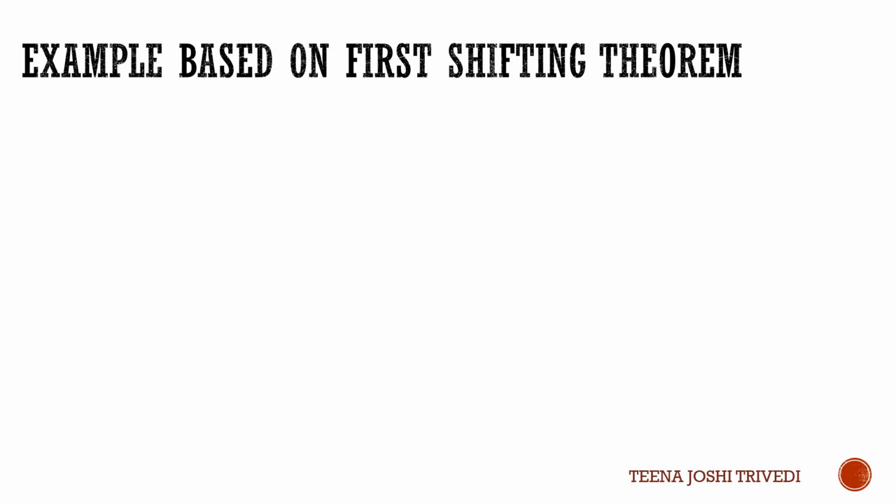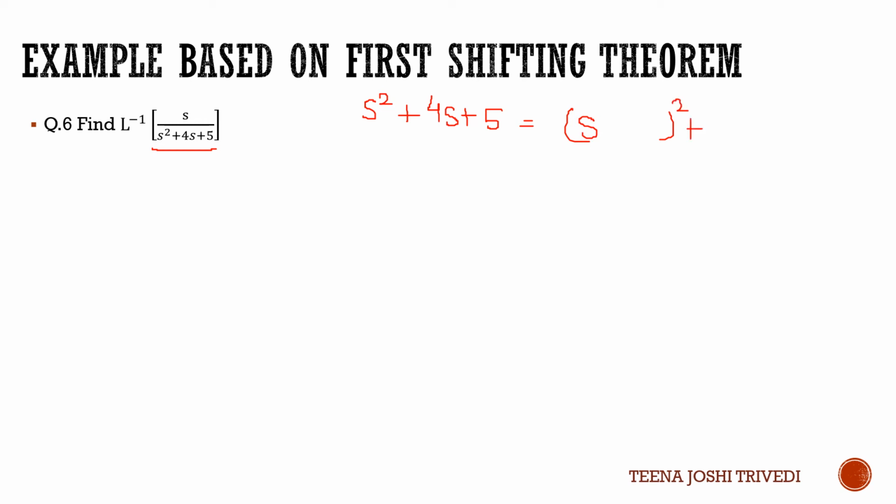So let's take the next question: s divided by s square plus 4s plus 5, inverse Laplace transformation. First of all we have to convert this denominator into perfect square form. So let's see, s square plus 4s plus 5. We have to convert this into (s plus or minus something) whole square plus or minus something. So how can we find this term?